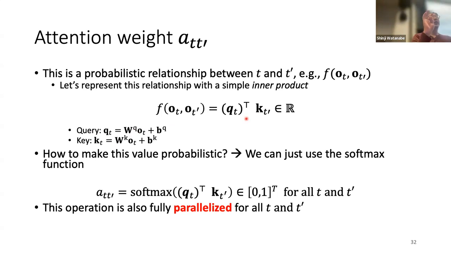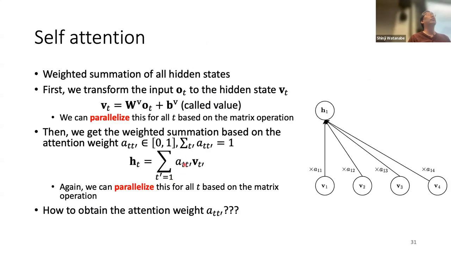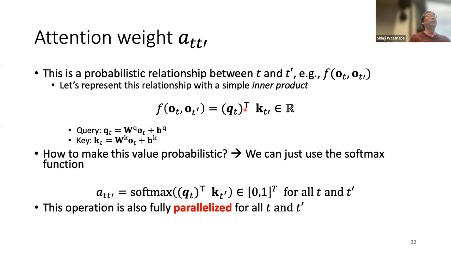With that, we actually can get some scalar value between T and T dash, right? And then we just normalize it. How to normalize it? We can just use a softmax. And then now it becomes a probability. Now it becomes a weight. And then it becomes this one, okay? The inner product is a matrix operation, so it can also be parallelized. Softmax is also applied in parallel for each instance.